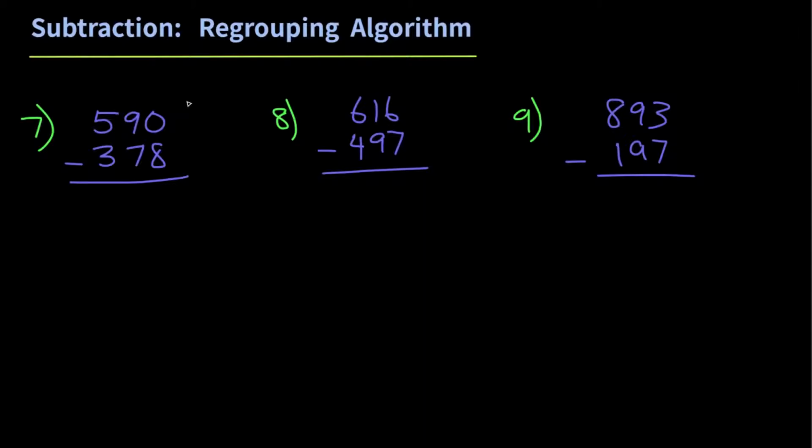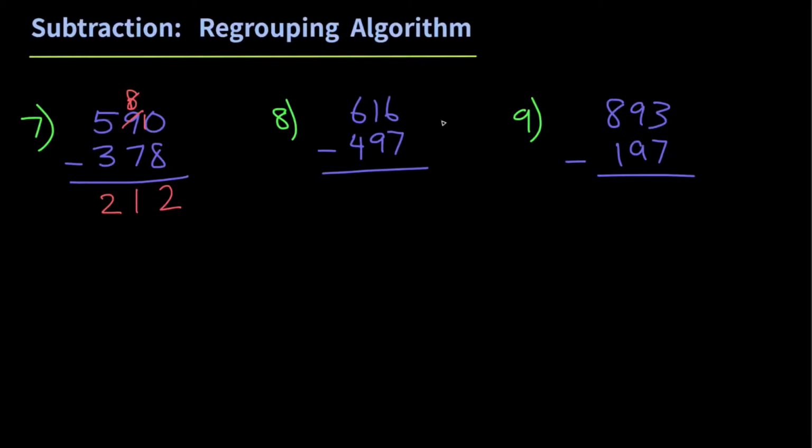Number 7, 590 minus 378. So we start with the ones. 0 minus 8. Can't do it. 8 is too big. So I need to go to the next place value and borrow one. So this 9 becomes 8, and I add 10 to the previous place value. So 10 minus 8 is 2. 8 minus 7 is 1. 5 minus 3 is 2. So the result is 212.